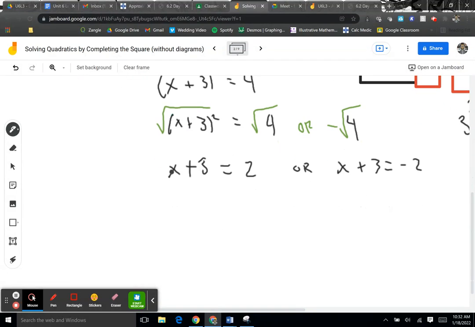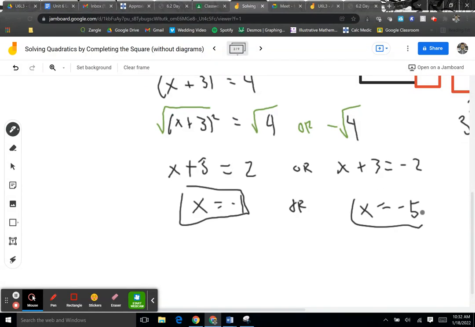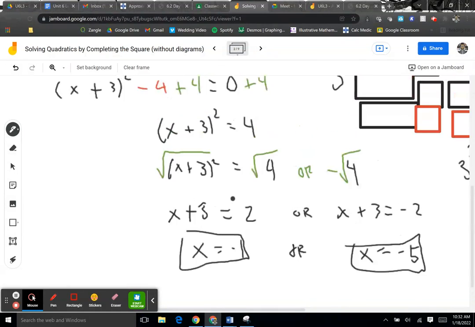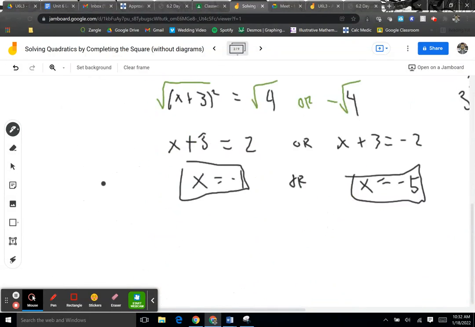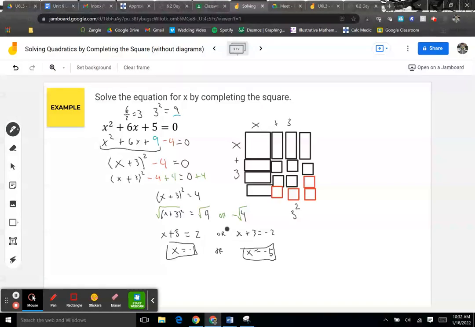All right, so it should now make sense that x should be equal to negative 1 here, because negative 1 plus 3 is 2. Or x plus 3 would be equal to negative 2 when x is negative 5, because negative 5 plus 3 is negative 2. And we have our two solutions. If you wanted, you can check them by plugging them back into the original equation, but you don't necessarily have to. And that's our strategy there.